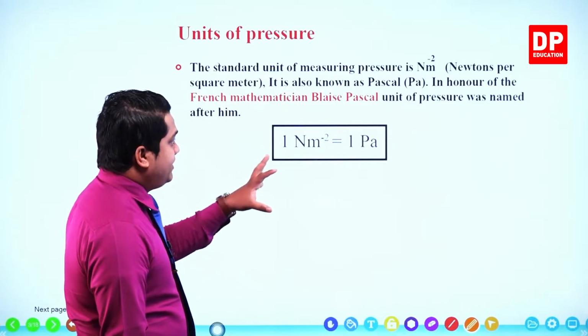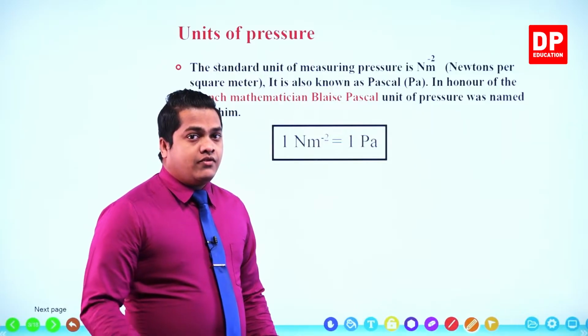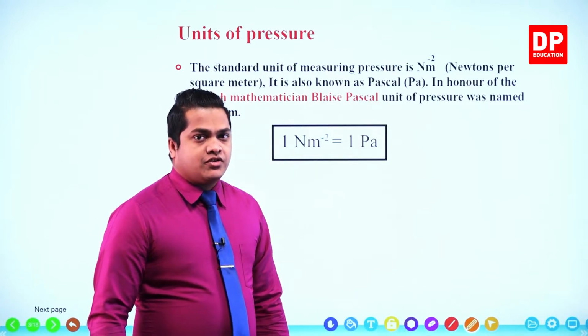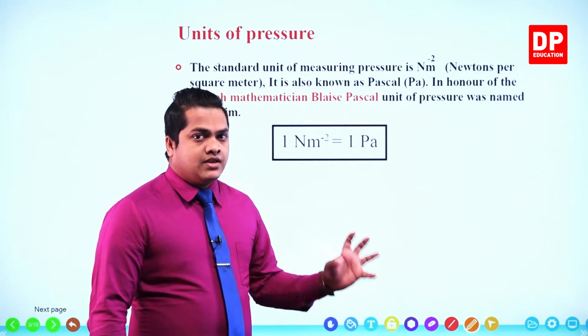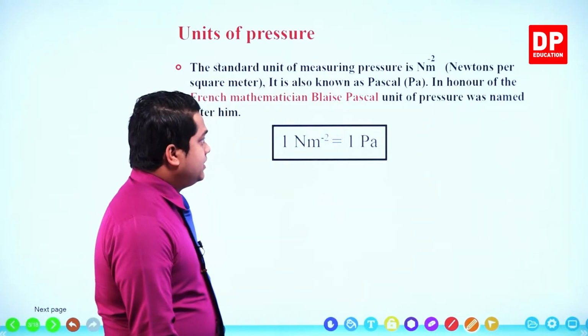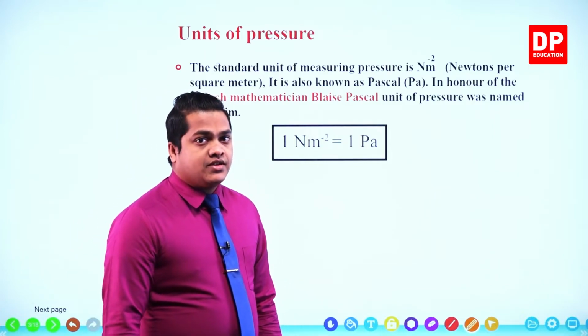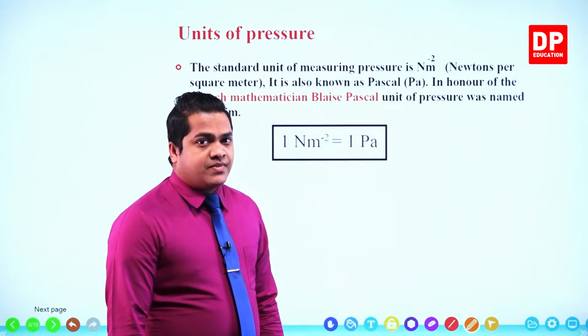So I told you that Blaise Pascal was a scientist and a great mathematician, right? He was the first person who did several experiments related to pressure. So to honor him, this was named as what? The Pascal. The newtons per square meter thing which is used to measure pressure was named as pascals.